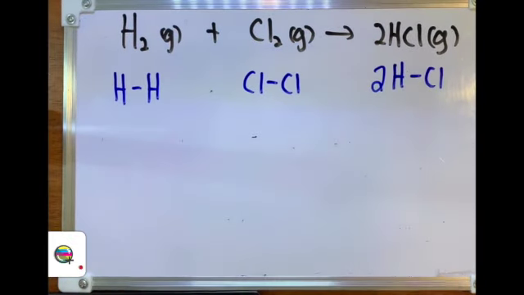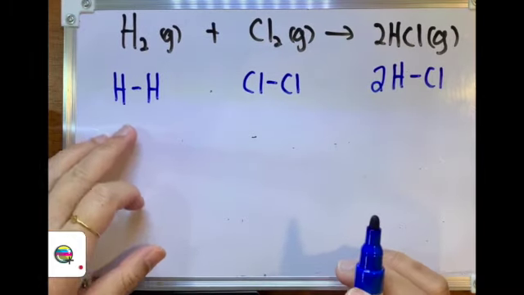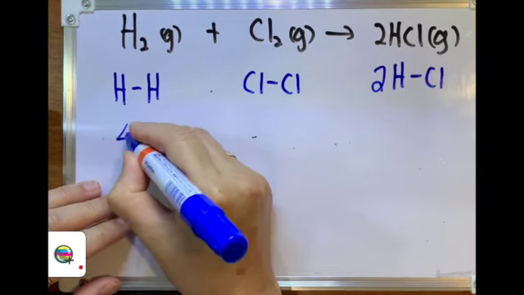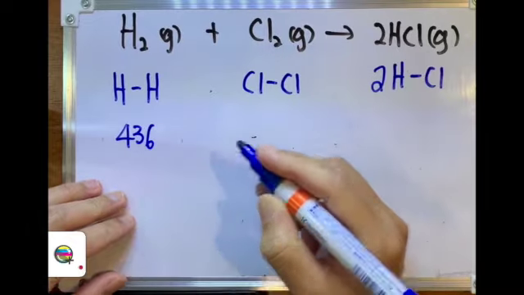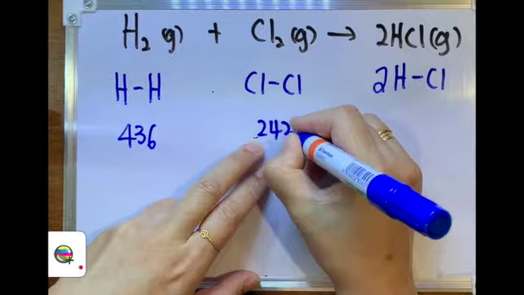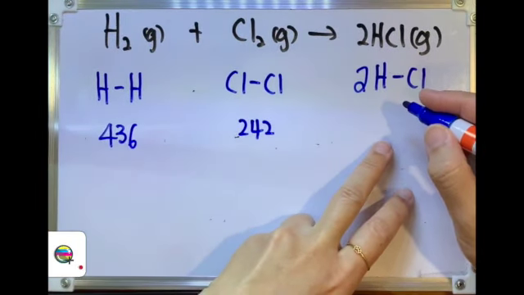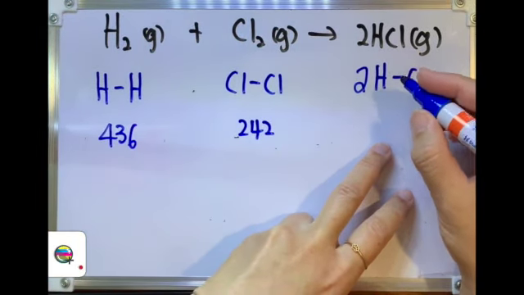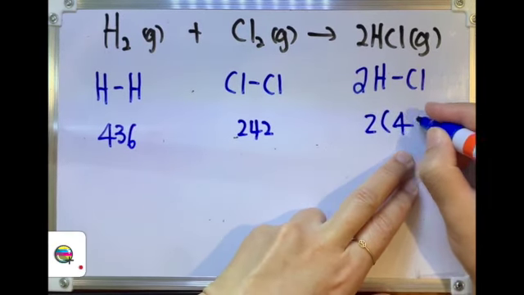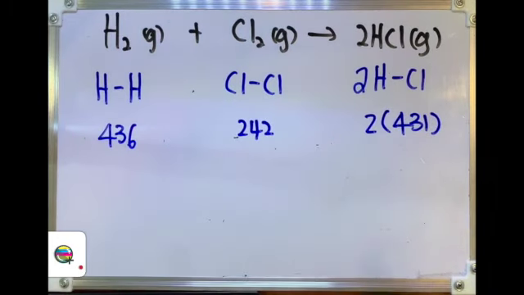Okay, referring to the bond energy chart that I provided in my previous video, we can know that the bond energy involving hydrogen-hydrogen is 436 kilojoule, chlorine single bond chlorine is 242 kilojoule, and each hydrogen-chlorine single covalent bond will be 431 kilojoule.